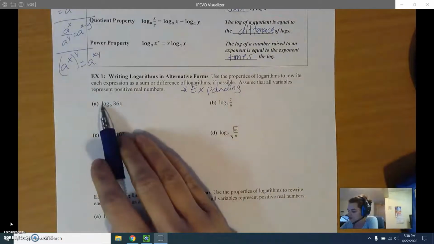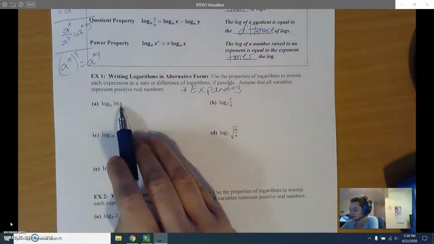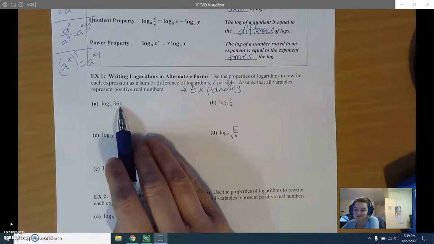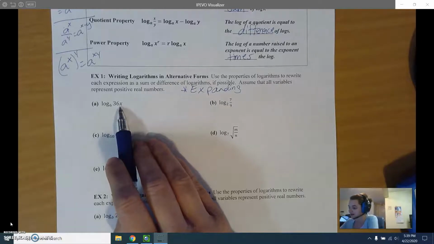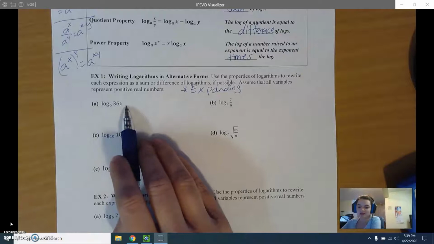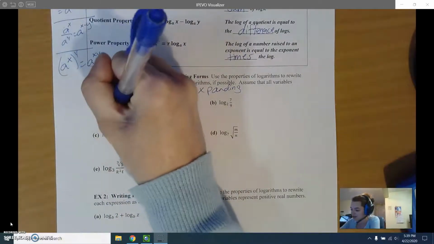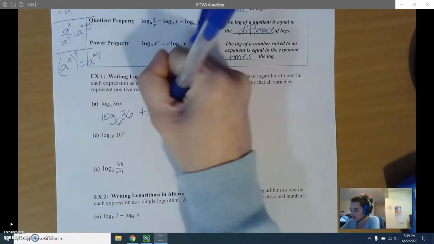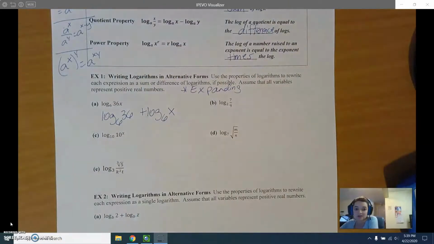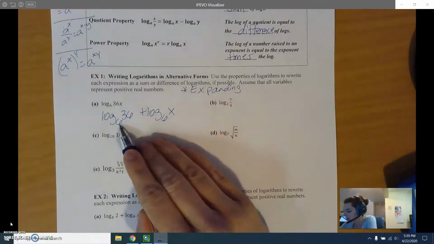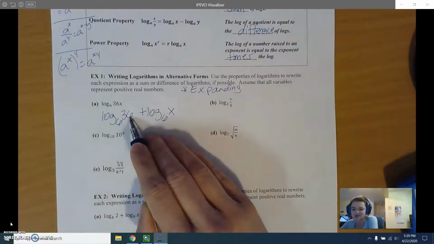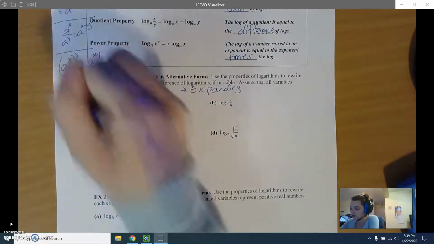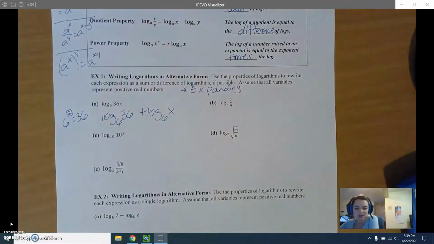So, first one we have is log base 6 of 36x. So that's 36 times x. So since we have multiplication, guess which property we can use? It's the product property. So the product property says we can separate those with addition. So that would separate as the log base 6 of 36 plus the log base 6 of x. The nice thing is we can actually do this part, the log base 6 of 36, because there's just numbers there. If you think 6 to what power gives you 36, well, 6 squared is 36, right?